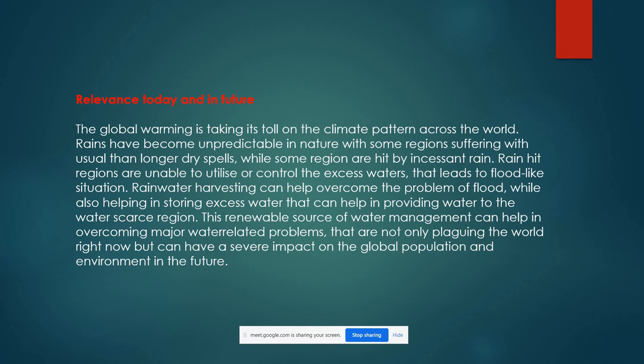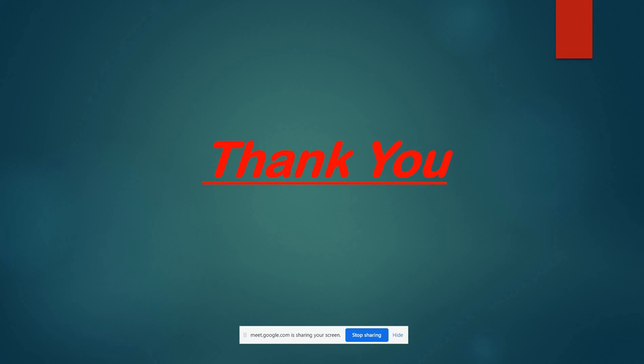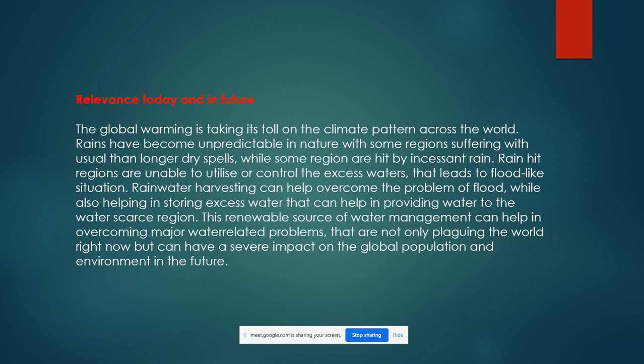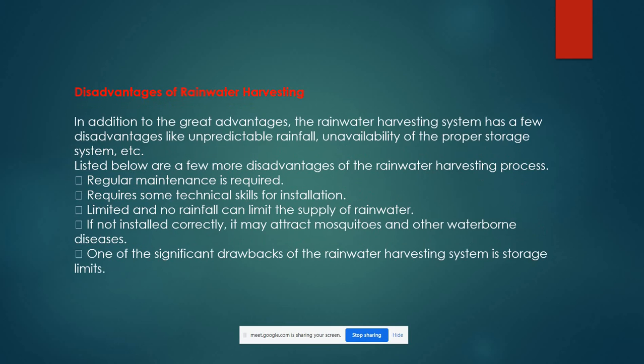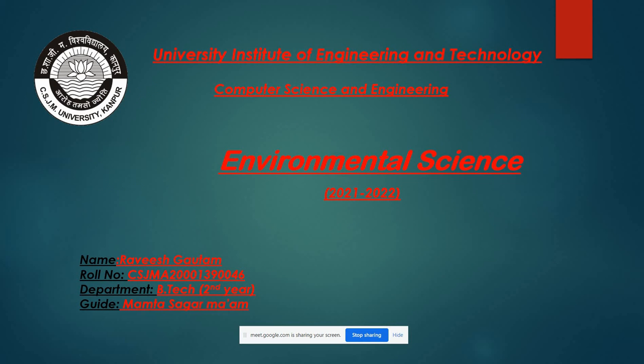This renewable source of water management can help in overcoming major water related problems that are plaguing the world, and can have a severe impact on the global population and environment in the future. Thank you.